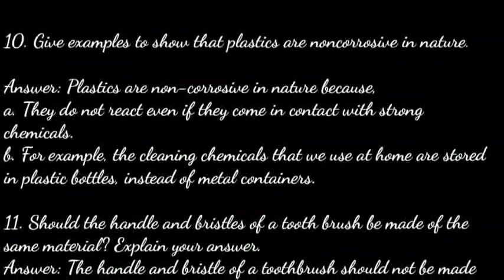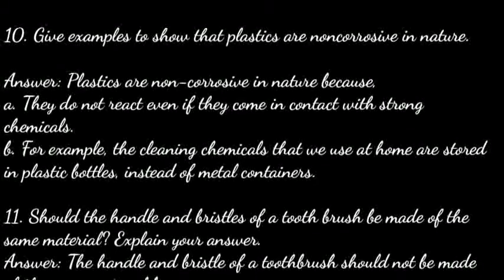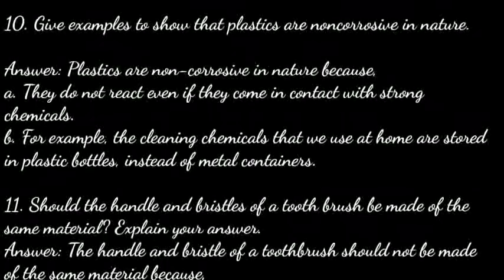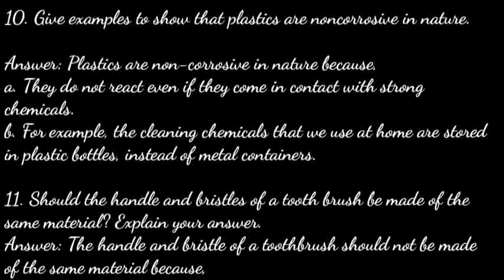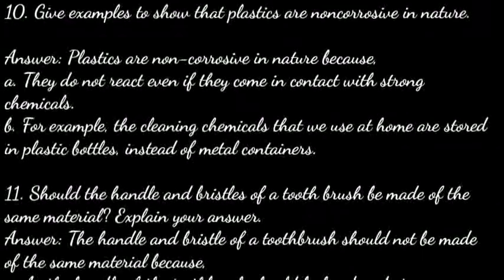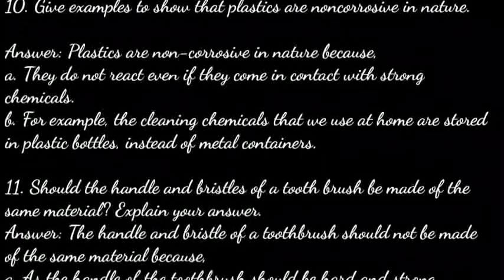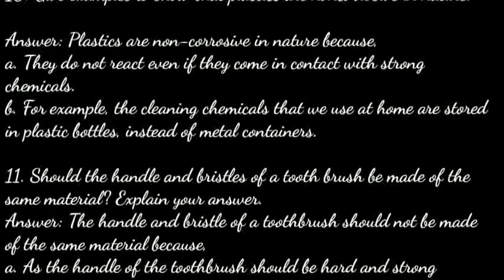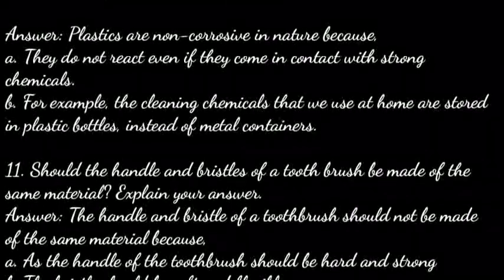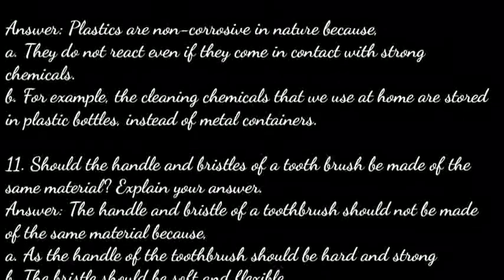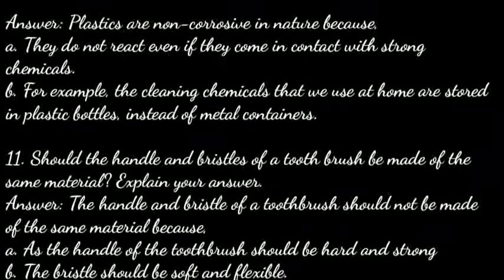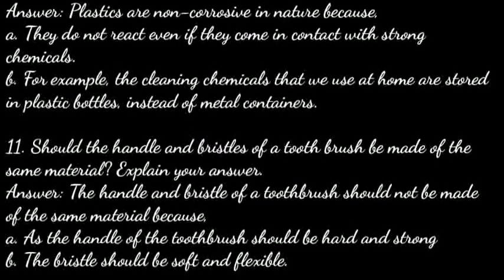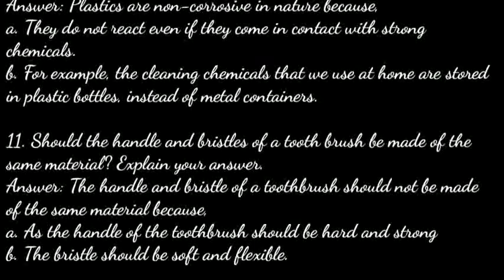The next question that we are going to see is: give examples to show that plastics are non-corrosive in nature. Non-corrosive is one of the properties of plastic, because they do not react with any chemical, strong or mild, even if they come in direct contact with it. For example, the cleaning chemicals and acidic things kept at home are generally stored in plastic bottles instead of metal containers, because a metal container would react with the strong chemical and thereby corrosion happens. This shows that plastic is not just non-corrosive, but it's non-reactive to strong chemicals too.